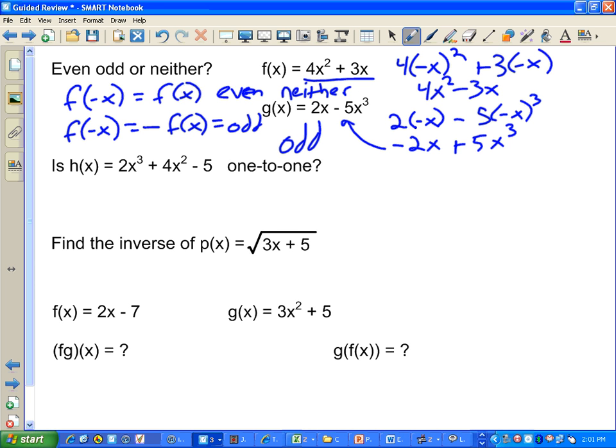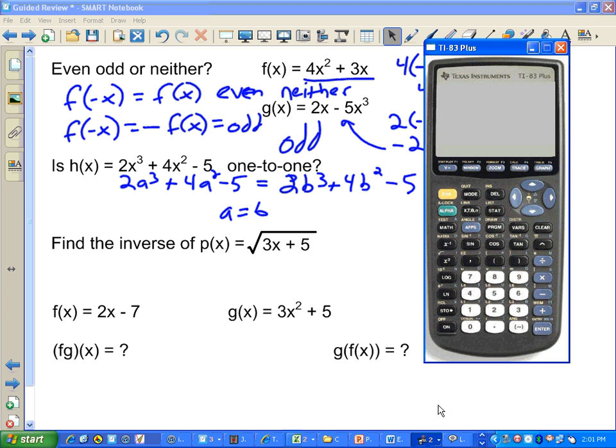Is this 1-to-1? This one's going to be hard to do the A-B test with. Because if I was to put this equal to this, I'm going to have a rough time trying to get down to A equals B. So I'm going to depend on the horizontal line test.